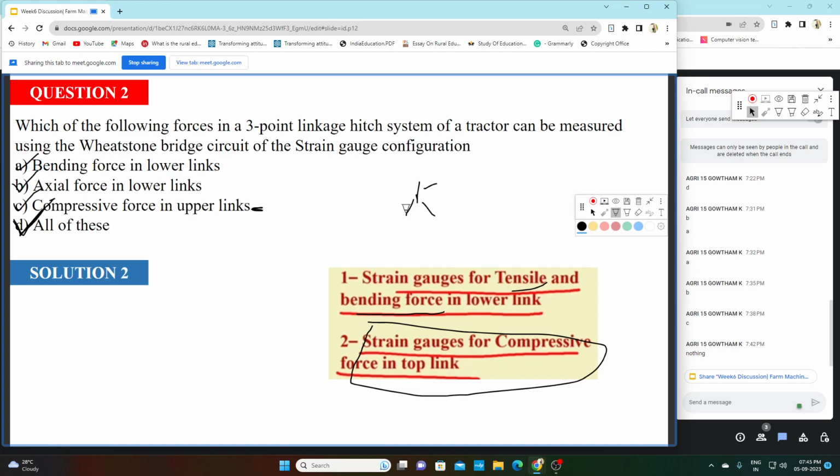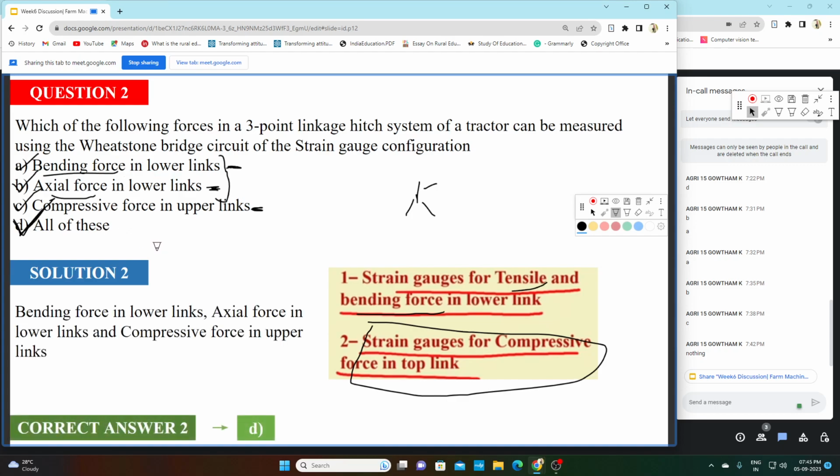Now for these 2 lower links, we are measuring 2 types of forces. One is bending force and another one is axial force. Okay, these are the 2 forces that we are measuring for the lower link. And for the top link we are measuring the compressive force. So all 3 forces we are measuring. So option D, all of these, is your correct answer.